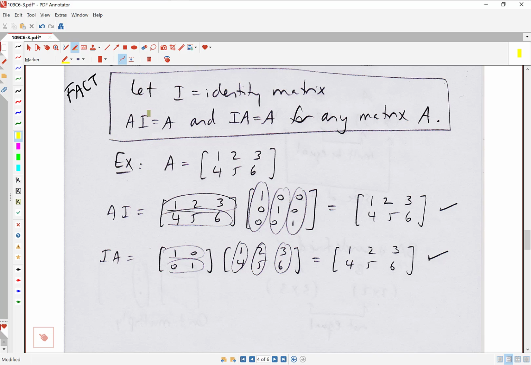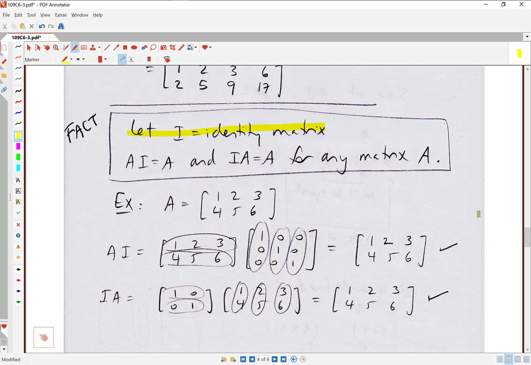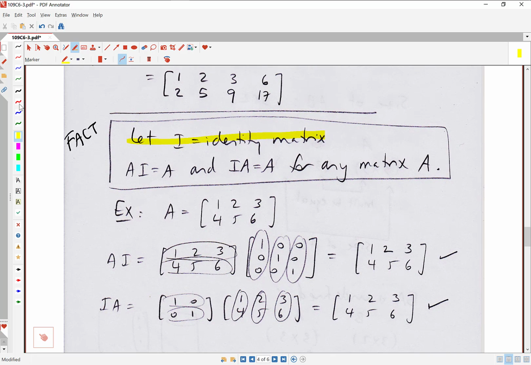Let's talk about a quick fact about the identity matrix. Let I be the identity matrix. Let me just remind us on the side what the identity matrix looks like. If we're talking about a 2 by 2 matrix, it looks like this. If we're talking about a 3 by 3 matrix, it'll look like that.